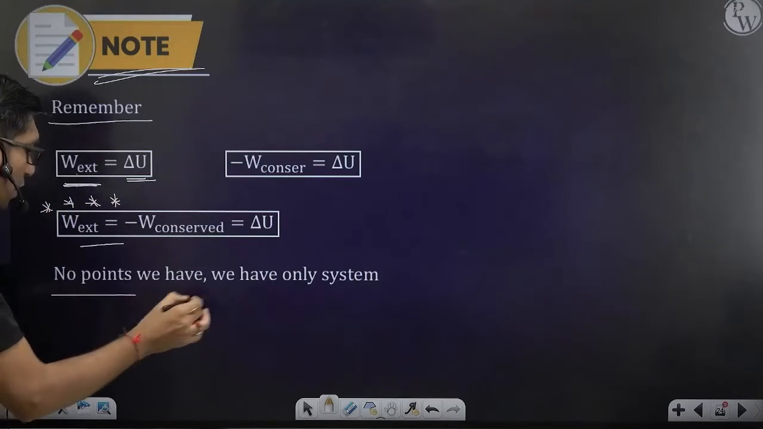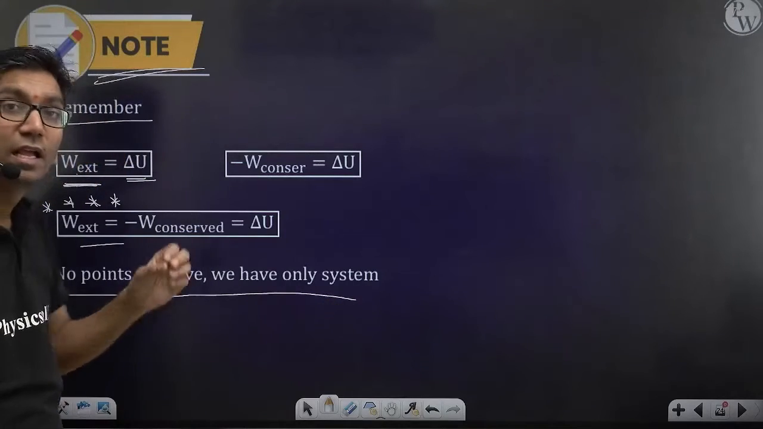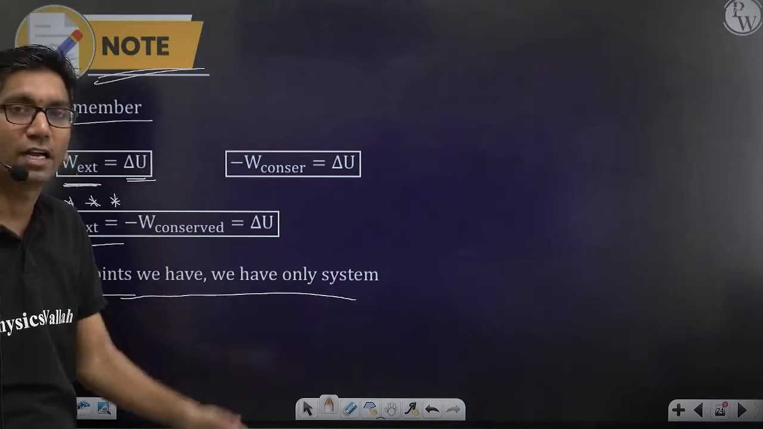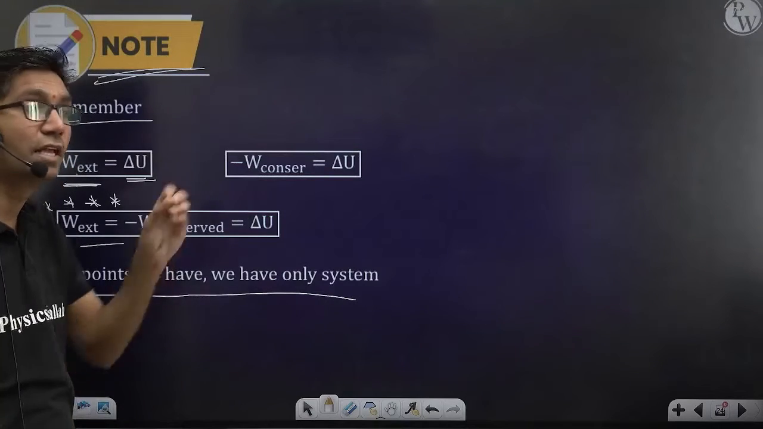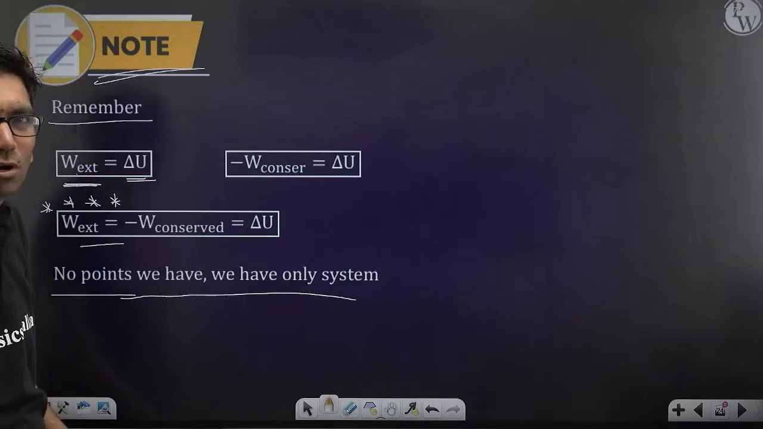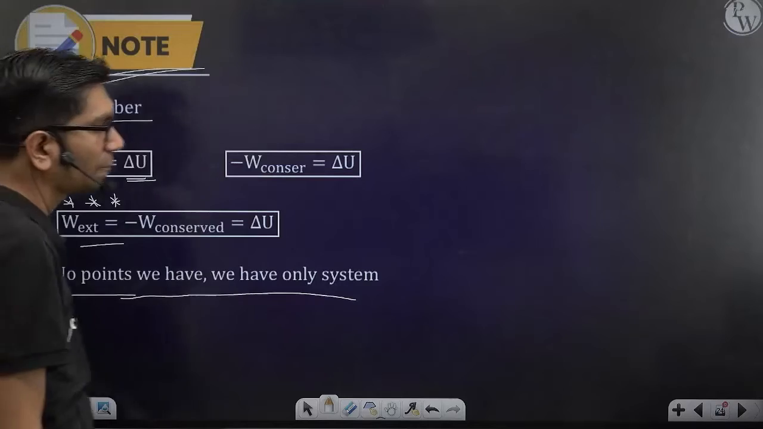No points, we have only the system here. In potentials, delta V is equal to work done by external by Q, there we have to look at the points, but here you should not. Is it clear, beta? Okay.